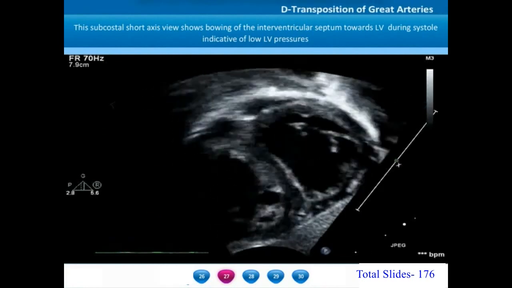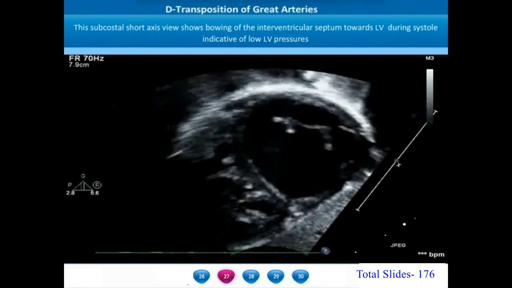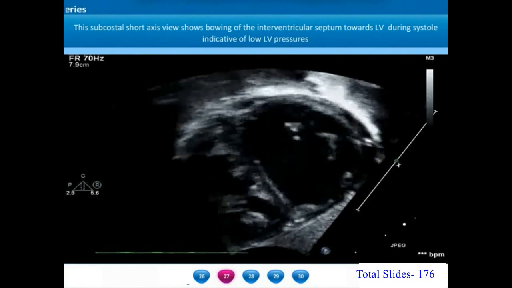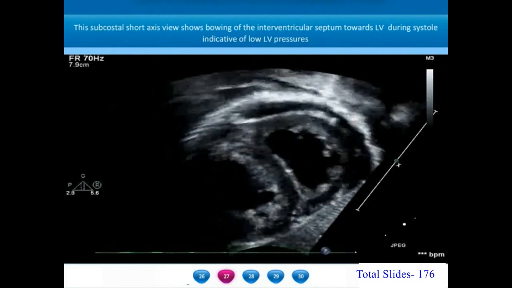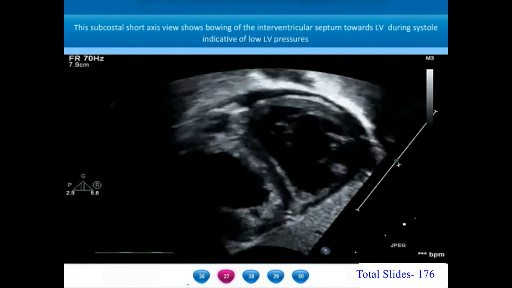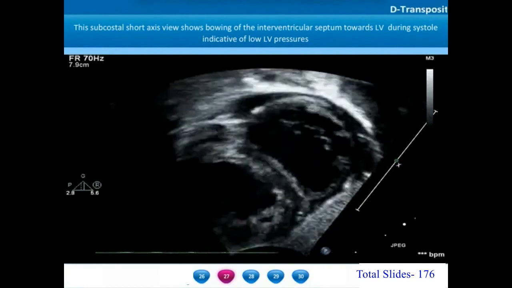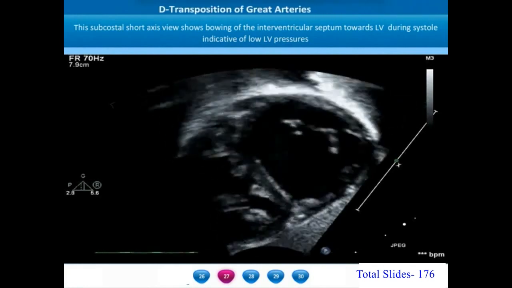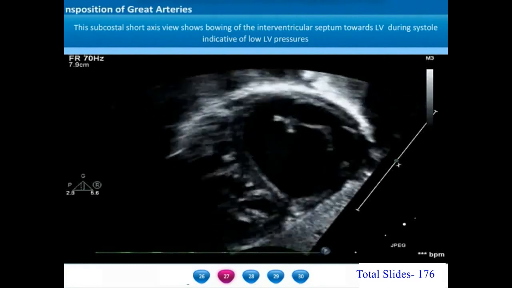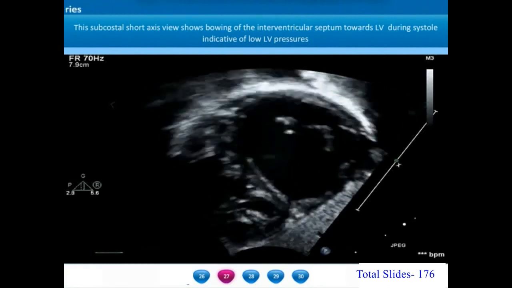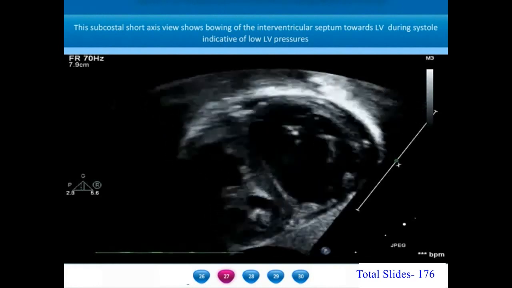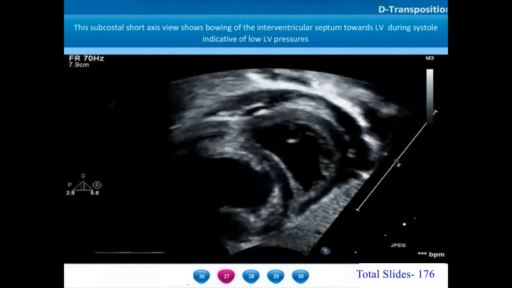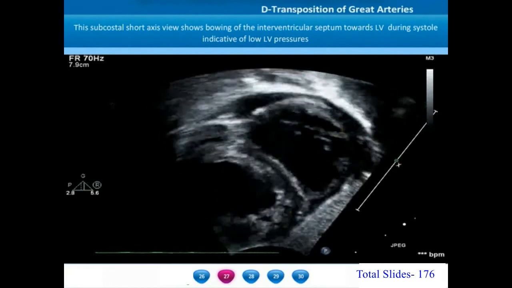In this subxiphoid short axis view, we can notice that the intraventricular septum is bowing into the left ventricle in systole, and this is an indicator of subsystemic left ventricular systolic pressures. We should also look at the left ventricular free wall thickness in the end of diastole. In end diastole, when the left ventricle fully relaxes and the left ventricular cavity is fully open, we can appreciate that the left ventricular free wall thickness is much smaller than the right ventricular free wall thickness. The right ventricular free wall is obviously hypertrophied since it sustains the systemic circulation.